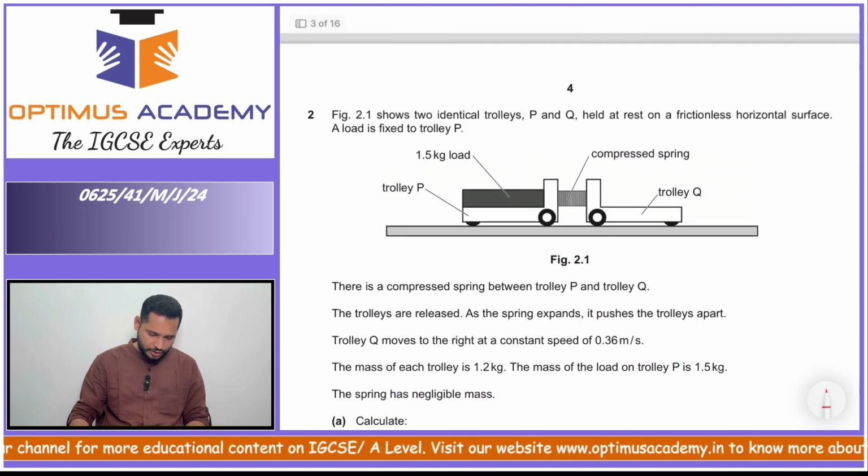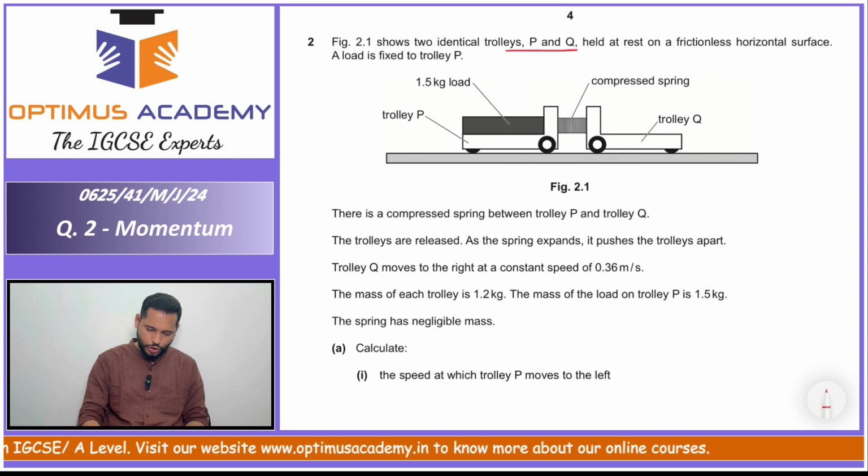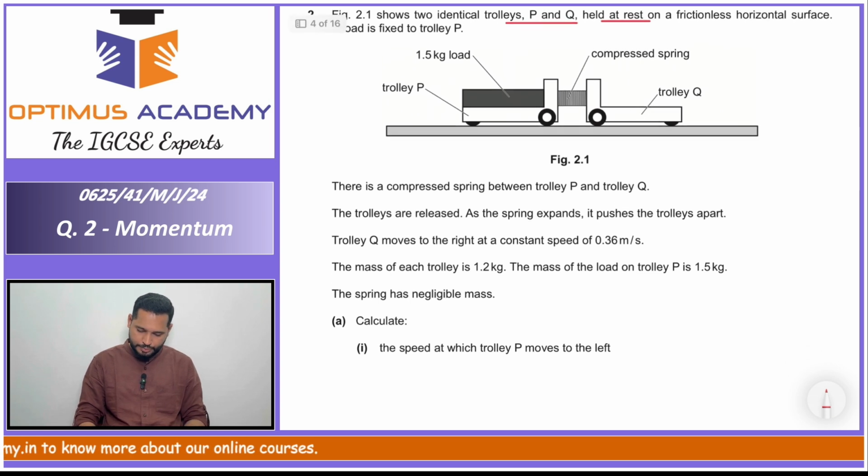We'll go to the second question now. In the second question, they have said figure 2.1 shows two identical trolleys P and Q. Both the trolleys are held at rest on a frictionless surface. A load is fixed to the trolley P. There is a compressed spring between trolley P and Q. The trolleys are released. As the spring expands, it pushes the trolleys apart.